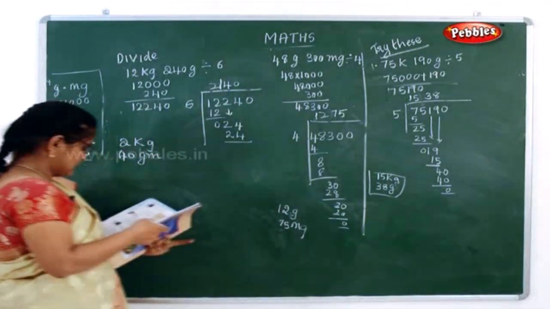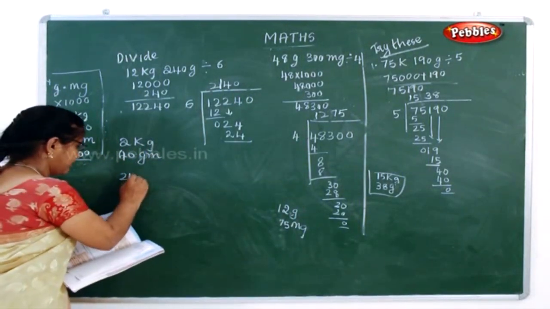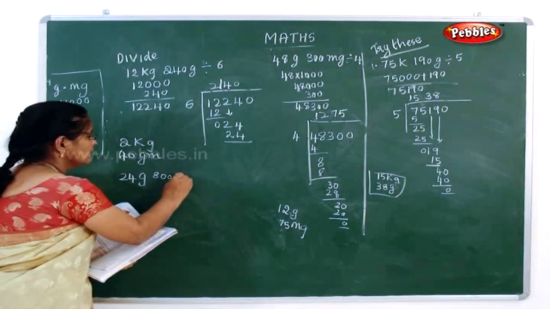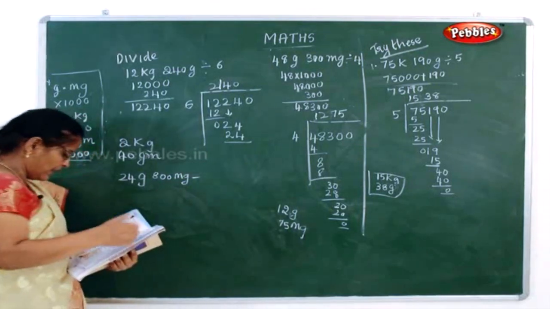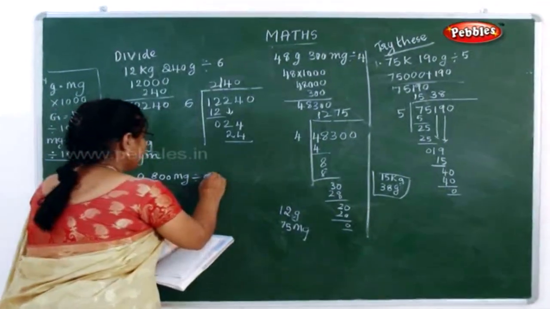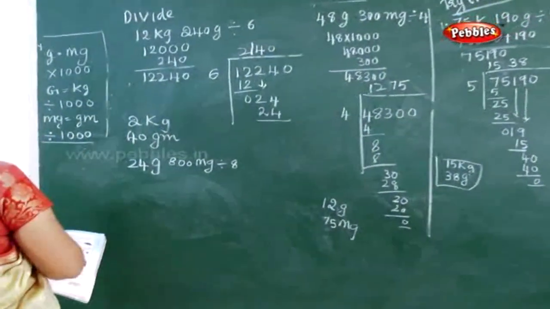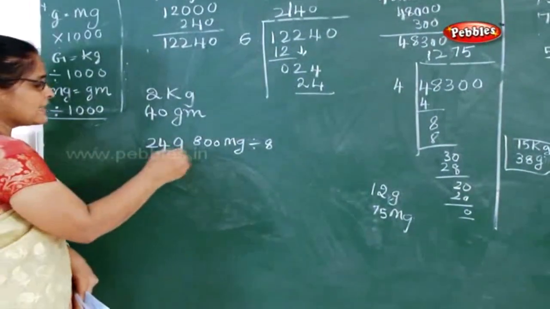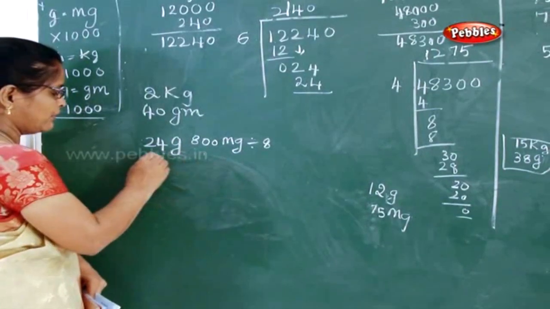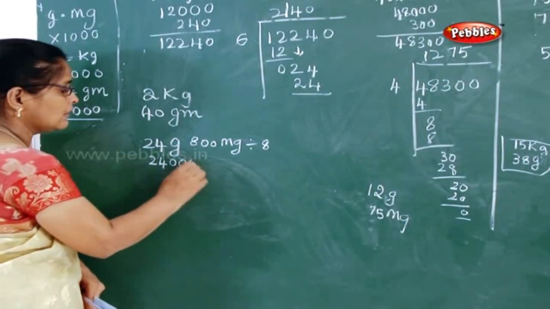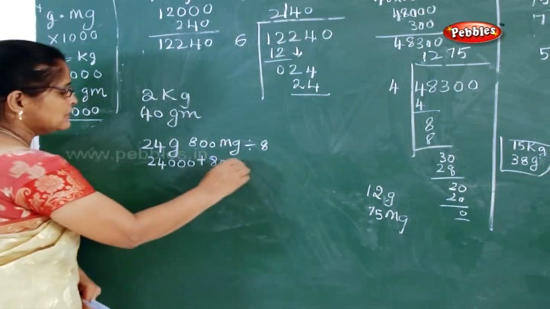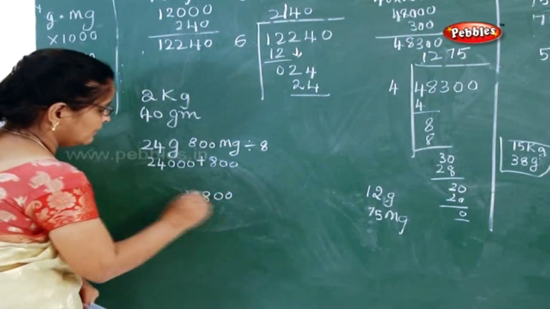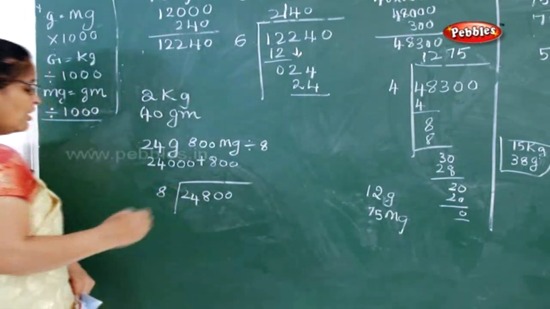Now one more sum with this I will teach you. See, 24 gram 800 mg divided by 8. Now how will you do this divided by 8? 24 gram. In the same manner, when you are converting this gram into mg, you are multiplying with 1000. So 24,000 plus 800, you get 24,800 divided by 8.